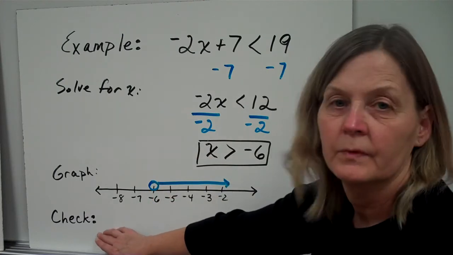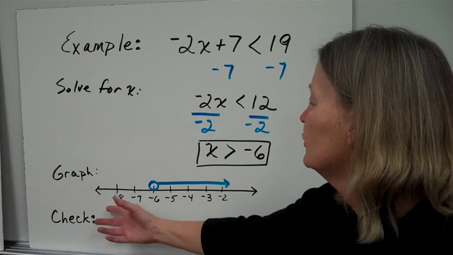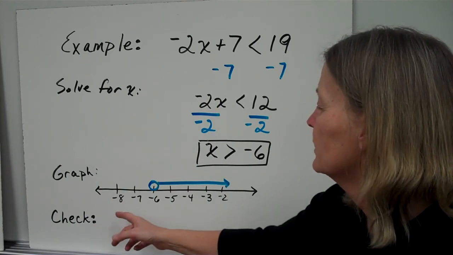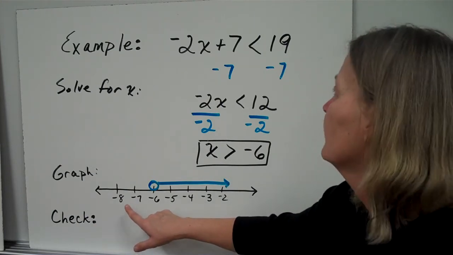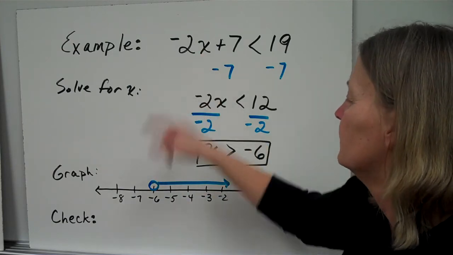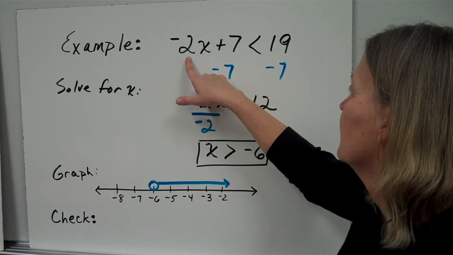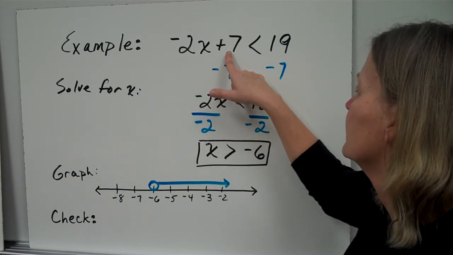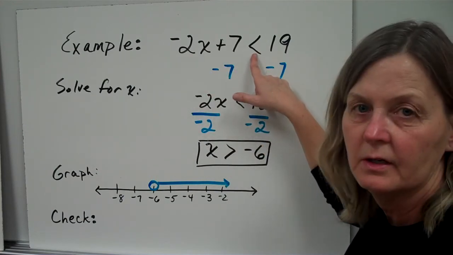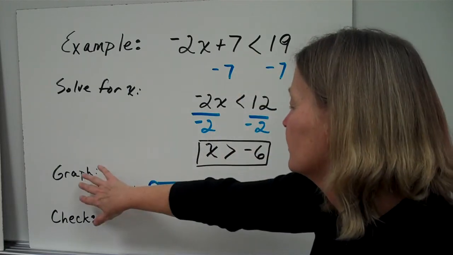Now to check, there's a couple things you could do. You could choose a number. Let's choose -7. If we put -7 into this problem, -7 times -2 is a positive 14. 14 plus 7 is 21. Is 21 less than 19? No. So those are not the solutions.